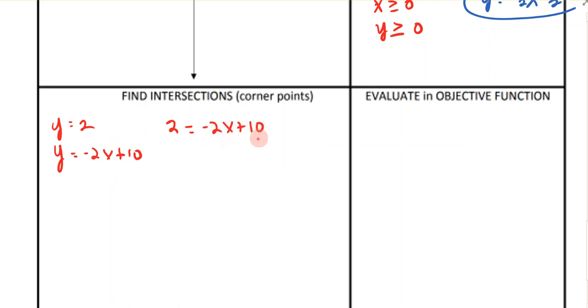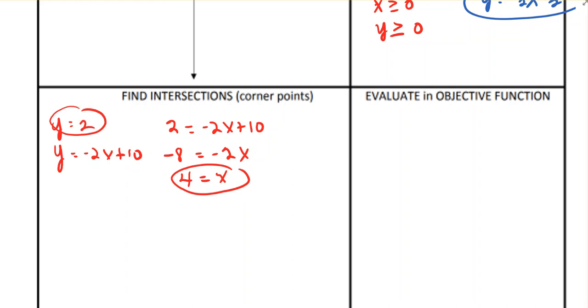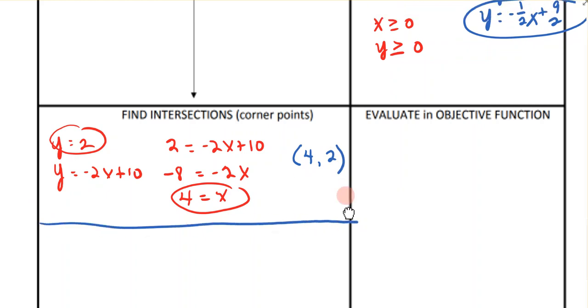I'm going to subtract 10, so I have negative 8 equals negative 2x. Divide by negative 2, I get 4 is x. So 4 is x, y is 2, so my intersection point is (4, 2). All right. Now, let's look back up here.